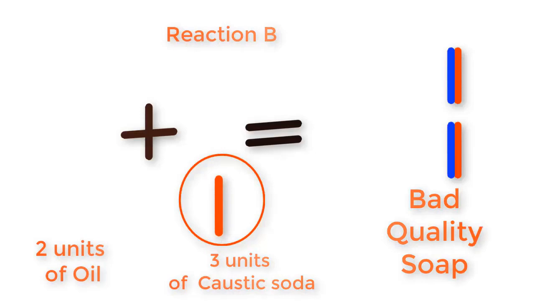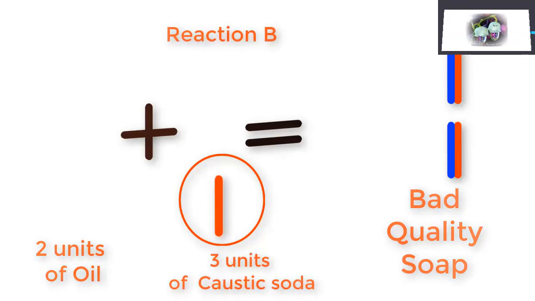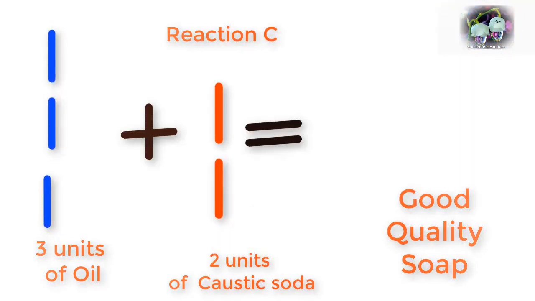Now, this is what every soap manufacturer wants to avoid, that is, making sure that no excess caustic soda is left behind in the soap. Instead of having excess caustic soda, it is even better to have excess oil left in the soap. Take for example case C, or reaction C. Take for example, we have 3 units of oil reacting with 2 units of caustic soda.